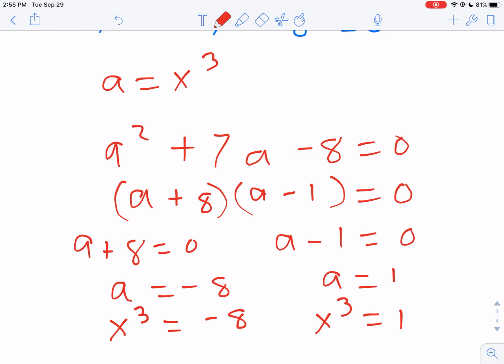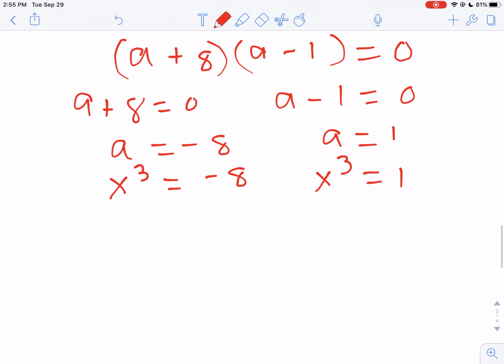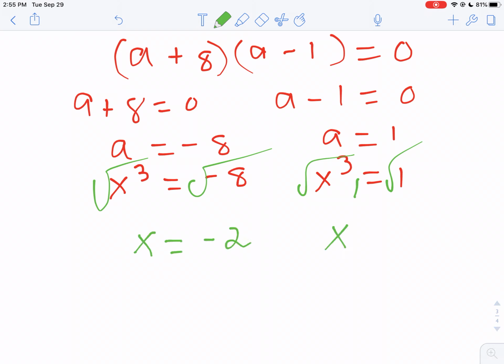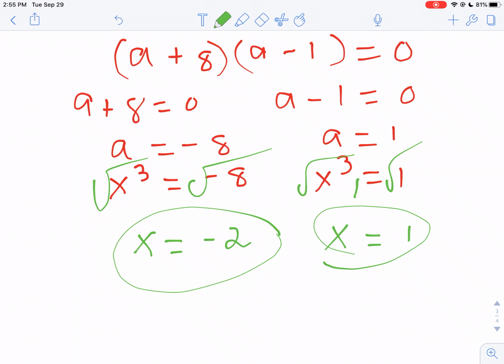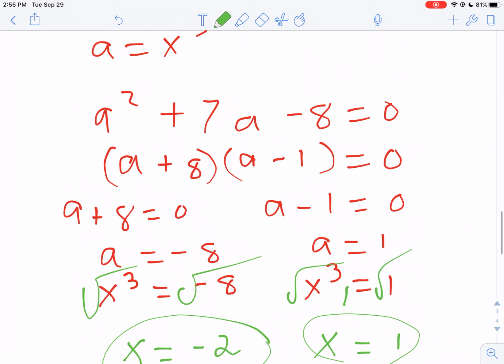So we've got to take the third root. Taking the third root, my x is equal to negative 2 here, and my x is equal to 1. So those should be your answers. This is how I would do these problems.